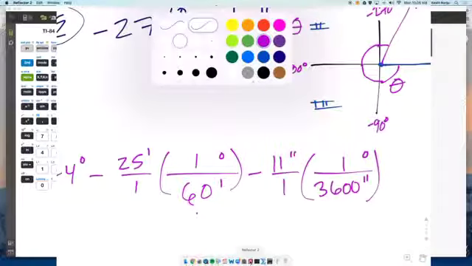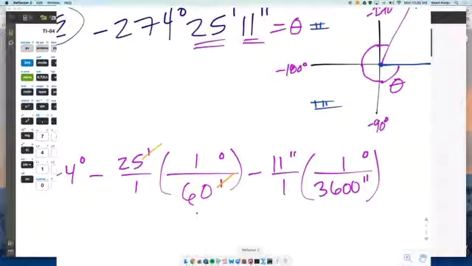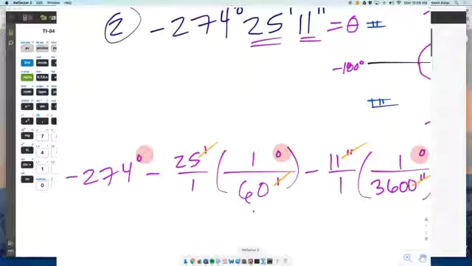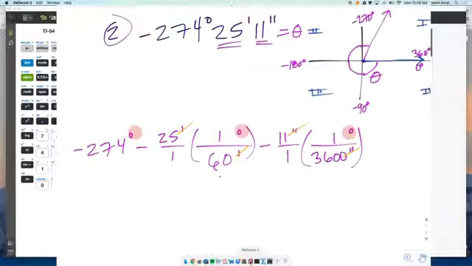And notice stoichiometrically, in the first term, or the second term actually, your minutes divide out, and in the second term, your seconds divide out. So now all of your terms have the same units of degrees. And they're all minus because we started with a negative angle.